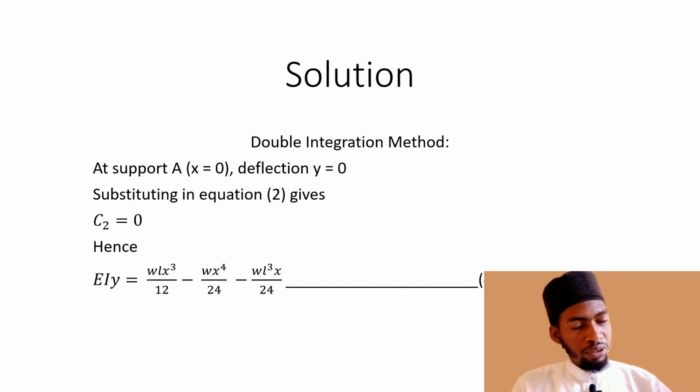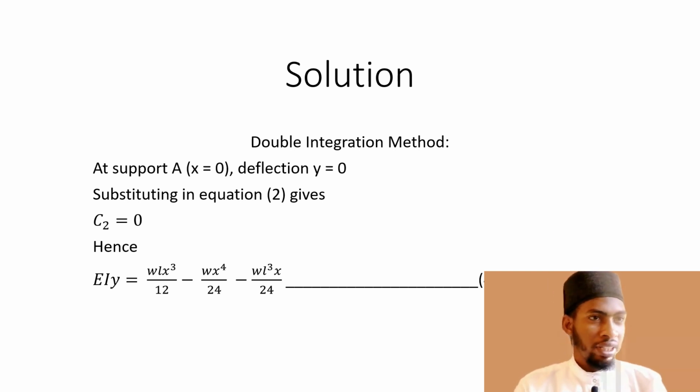So if you are going to use support B, x will be L. Okay, and as I mentioned earlier, definitely deflection is 0 at this particular point. So at support deflection is 0. So at x equal to 0, y is equal to 0. So we are going to substitute this into our equation 2. The equation 2 is the one with C2. So after substituting everything, the values will be 0.